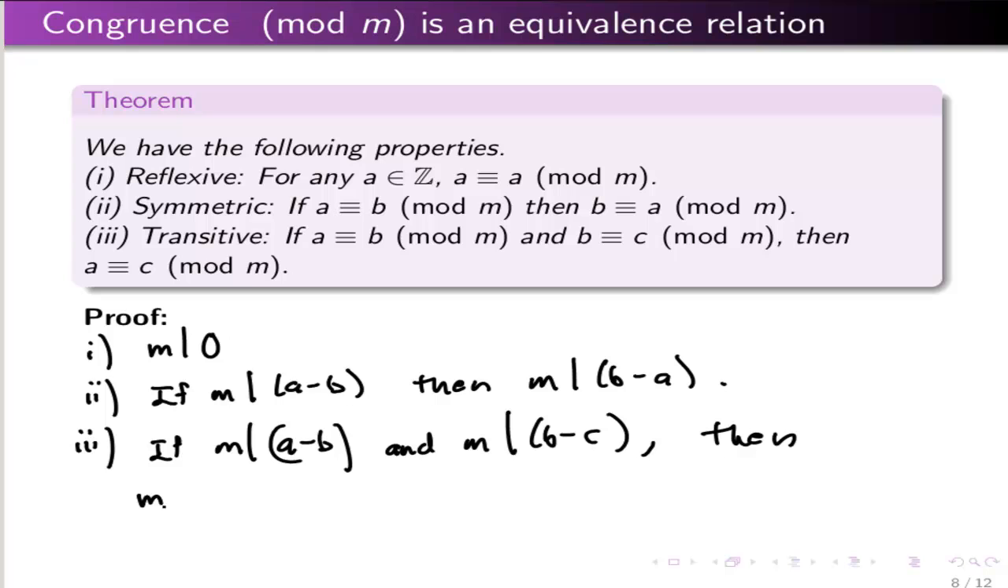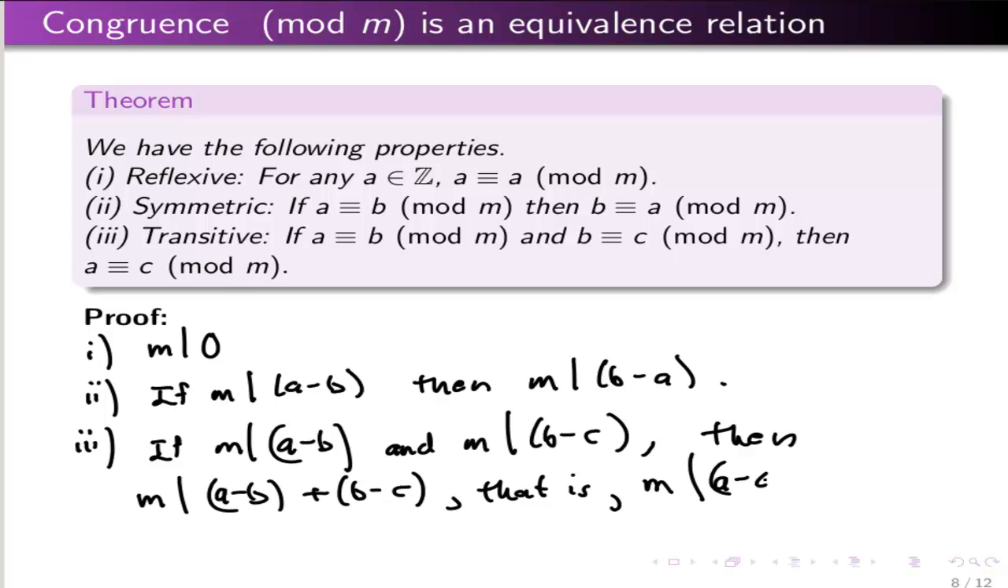then m would be a divisor of the sum of these two things. That is, what do you get when you add up these two things? The b's cancel, and you get a minus c. And this means that a is congruent to c mod m. Okay, so that's really the core of the proof, and you can put in a few more details there.